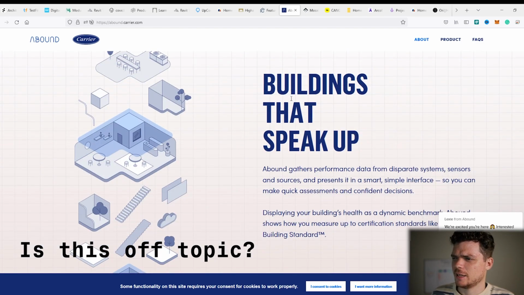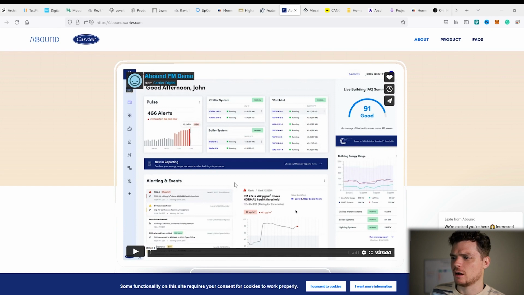Okay, then we have Abound, which is pretty interesting. It's kind of like the idea of a smart home. It's like a meta smart home. It's going to take a series of all your smart devices and make an overall smart device and monitor all your systems and be able to really provide a real smart house.